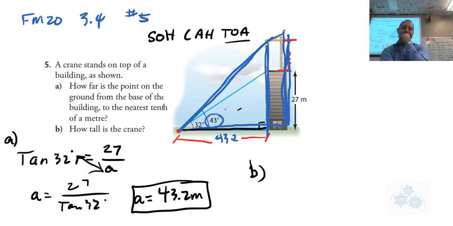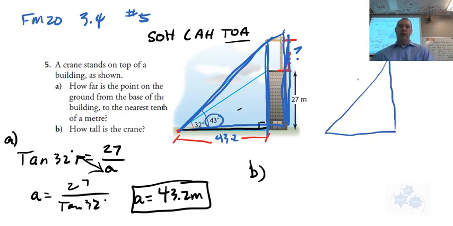Okay, well, how tall is the crane? I'm just looking for this part. So let me redraw the diagram here. I'm just wondering if we can just do it fairly simply. I don't know. Maybe we can, maybe we can't. I think the problem is we aren't given, we have to find one more thing. So if this is 43, I've got this is 43.2, and this is 27, but we have this extra piece that we don't know, right?